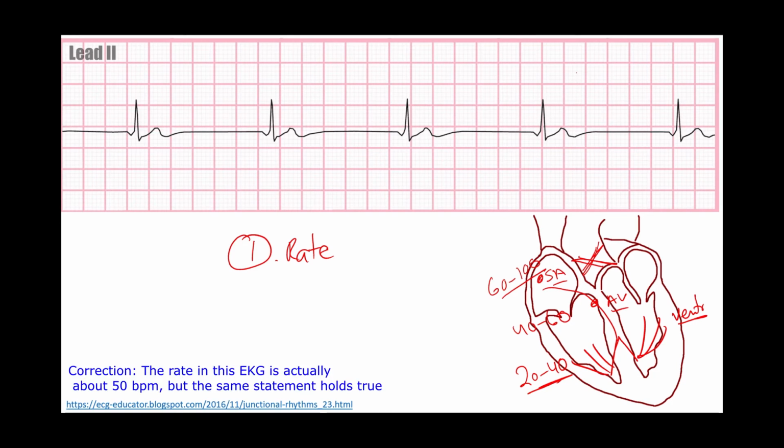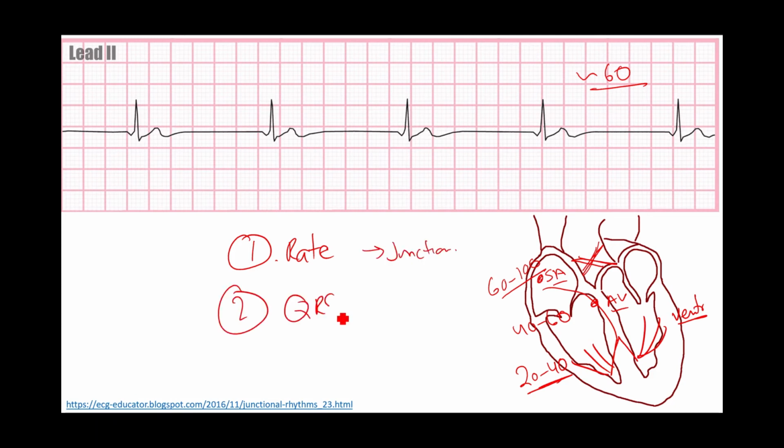If you calculate the rate out of this EKG strip, you get about 60 beats per minute, which is consistent with a junctional rhythm. The second thing you want to look at is the QRS complex. Now I know we haven't had our intervals lecture yet, but based on the EKGs you've seen so far, I'm sure you would agree that this QRS complex looks pretty consistent to most of the ones we've already seen. They don't look too wide and they don't look too abnormal at all.